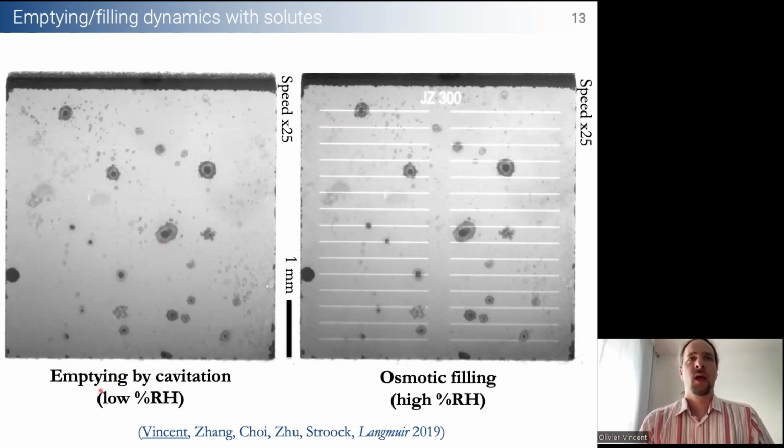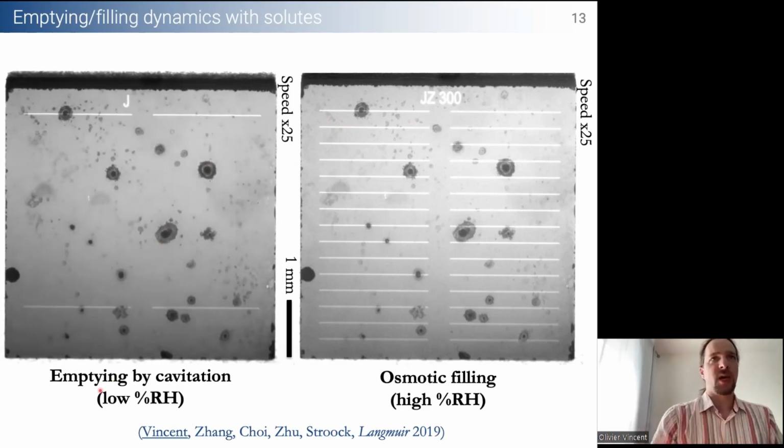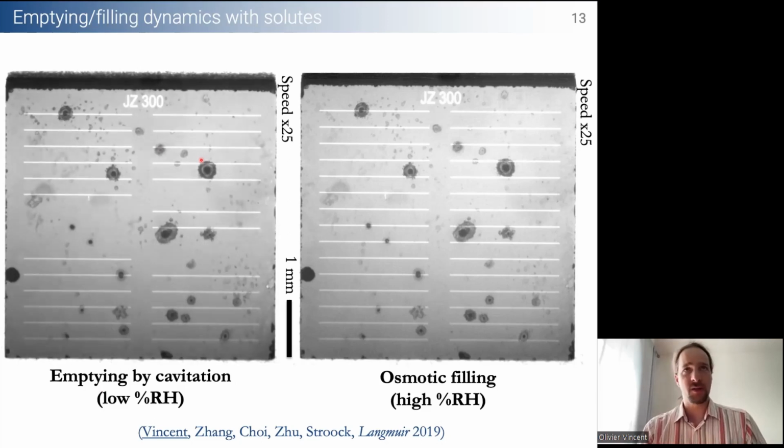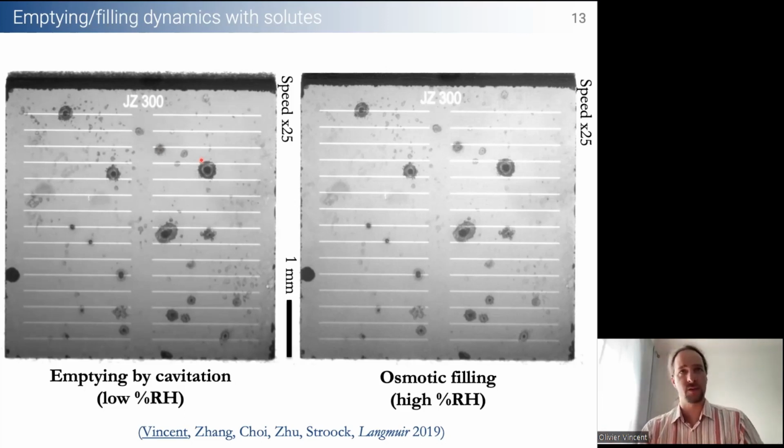And so again, when we dry the systems, we have negative pressures developing and we have cavitation, and you will see that each white line that is appearing is a cavitation event that propagates through the channel and then completely empties the channel. And this is the same dynamics as I've shown just before with the circular cavities, except with these long channels.